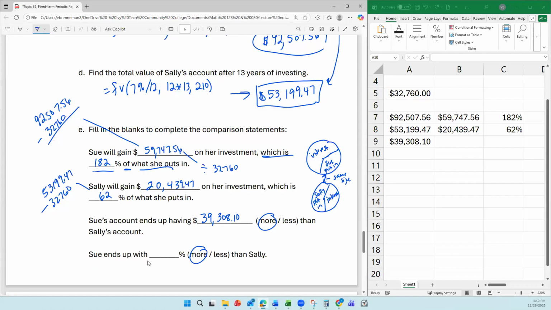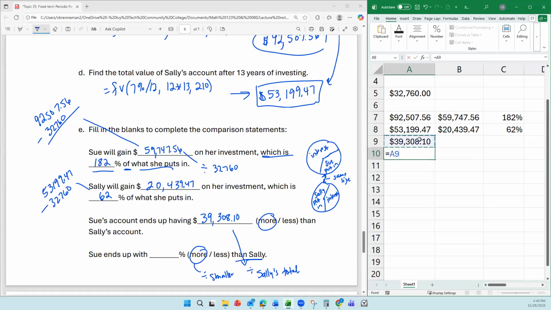Sue ends up what percent more or less, still more. For the percent more, I'm going to divide by Sally's total, because whatever it's more than. Also, the percent more means I need to divide by the smaller. So I'm going to go here again, let Excel do a little work for me, equals, take this result here, divide it by this smaller total. And I can even go to Excel and say, hey, make this a percentage for me.